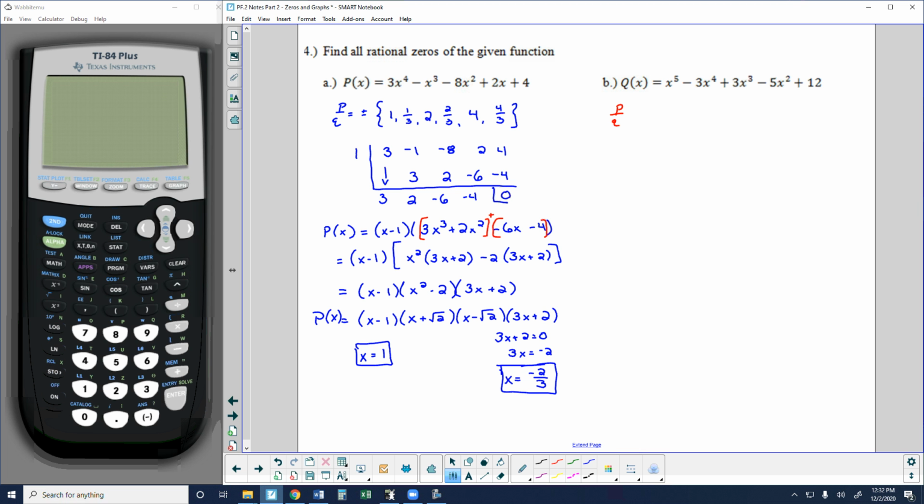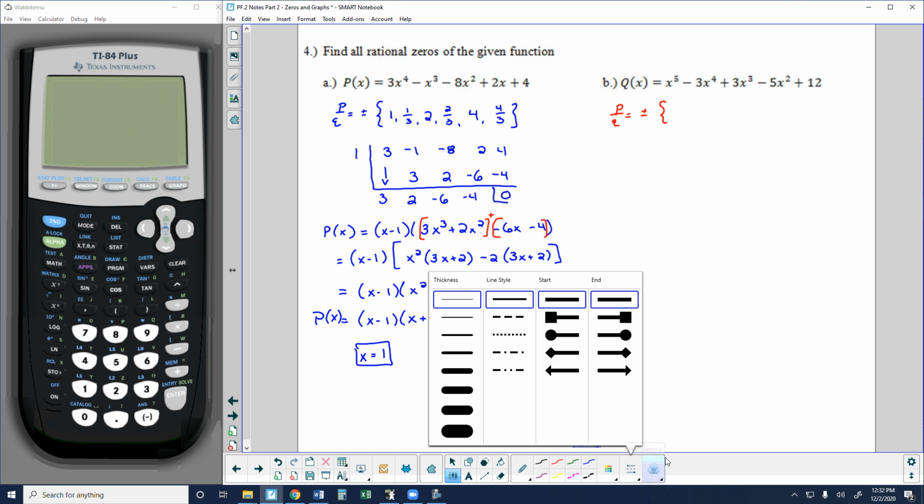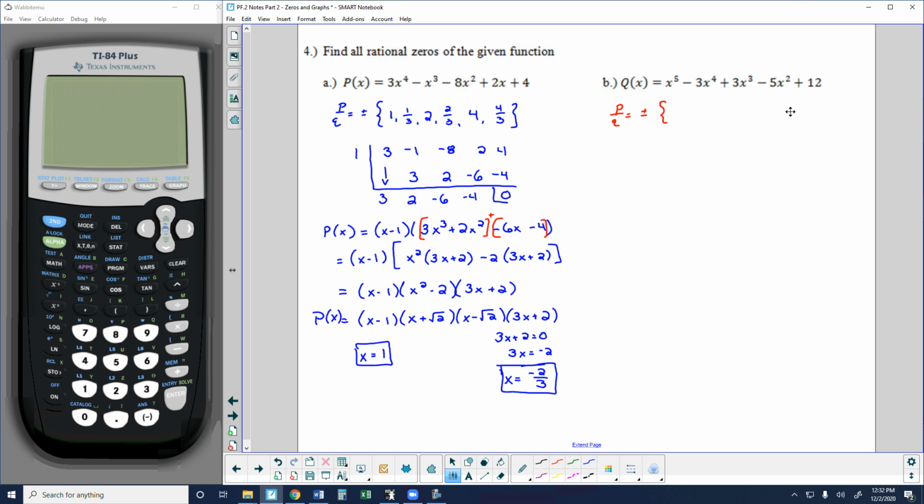P over Q. So it's plus or minus the factors of P, which are factors of the 12, the constant at the end, over factors of Q, which is the factors of the leading coefficient, which is just 1. So just factors of 12: 1, 2, 3, 4, 6, 12. So positive and negative values of these numbers, at least one of these has to give me a 0, if we have rational zeros.